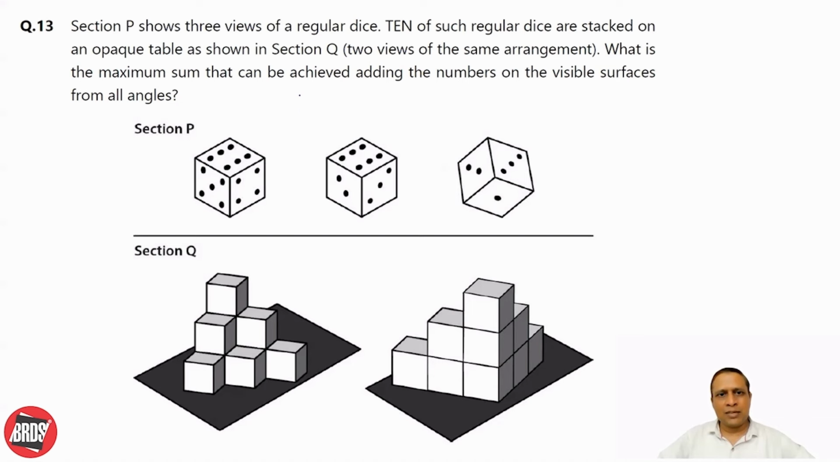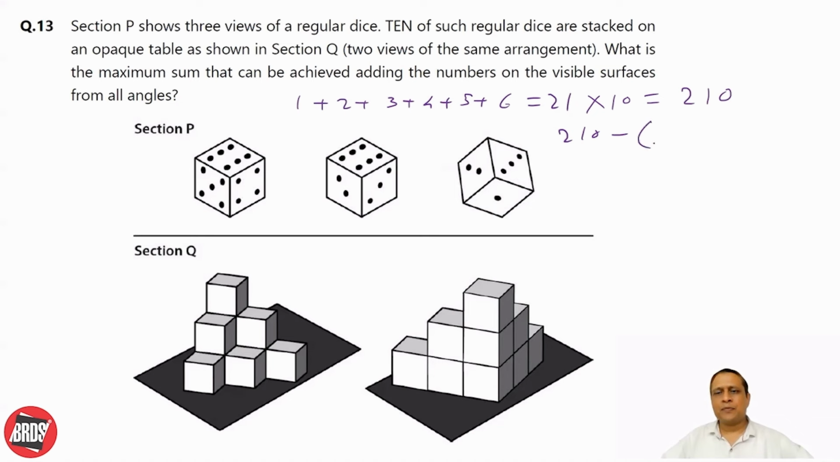On one dice, the numbers are 1, 2, 3, 4, 5, 6. So, addition, you do 7, 7, 7, 21. On one dice, we have the sum of all the numbers as 21. So, for 10 such dice, the total sum is 210. Okay. So, the total sum is 210. From 210, I subtract the sum of the numbers on the non-visible faces.